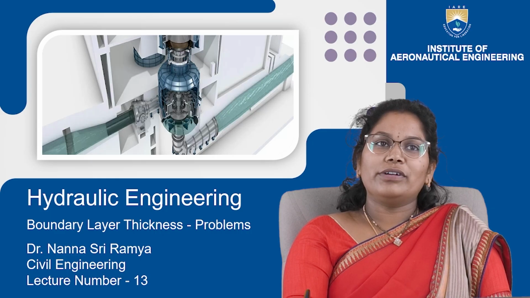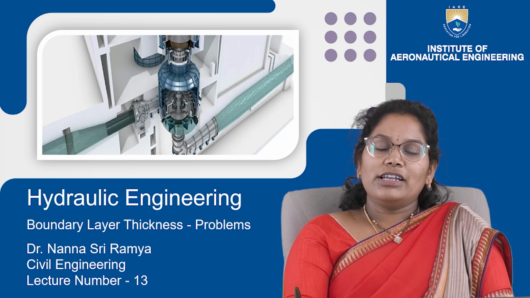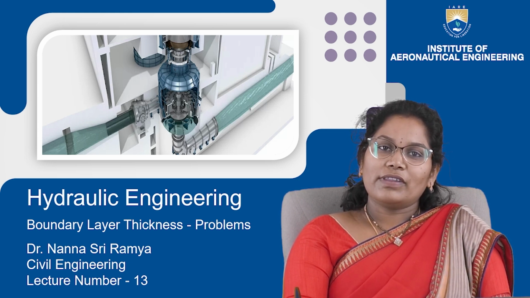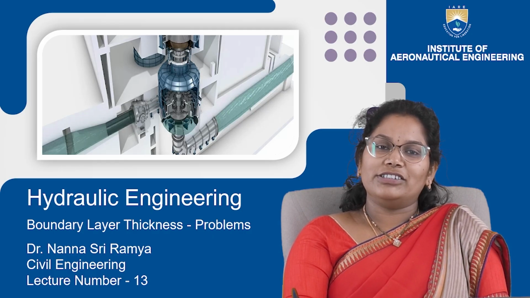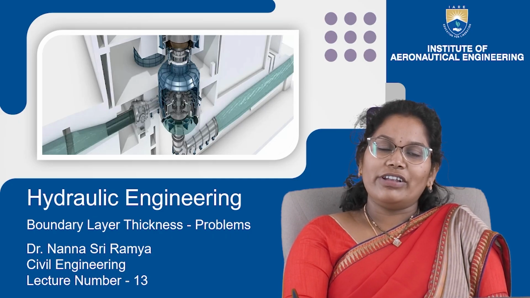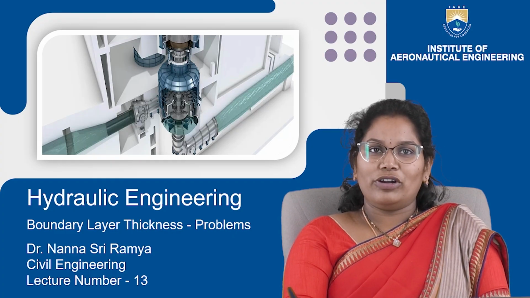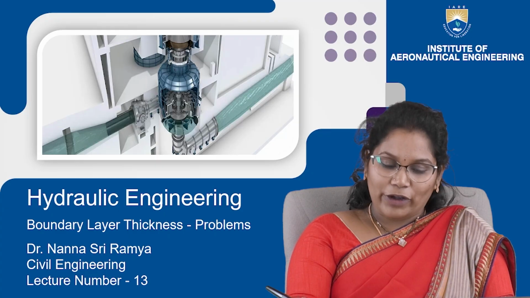Here, the topic is boundary layer thickness. Already we have discussed these boundary layer thicknesses. There are three types of boundary layer thickness, right? Displacement thickness, momentum thickness, and energy thickness. These three thicknesses we have discussed and derived in the last session. Right now we are doing problems on those thicknesses, boundary layer thickness problems. Today's topic is in hydraulic engineering.